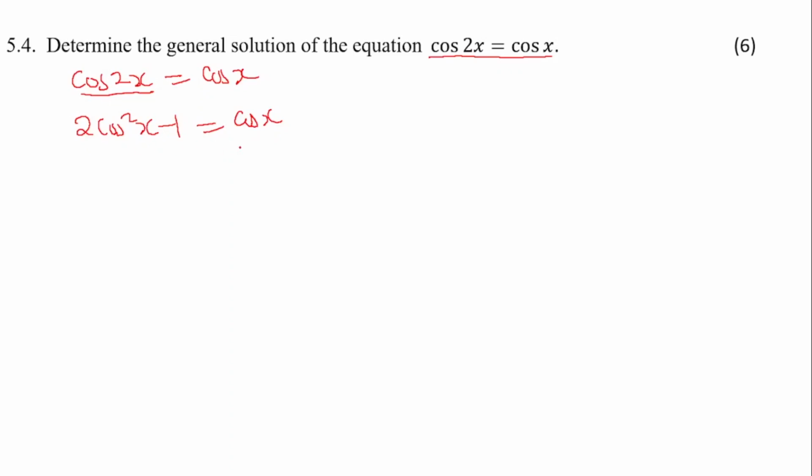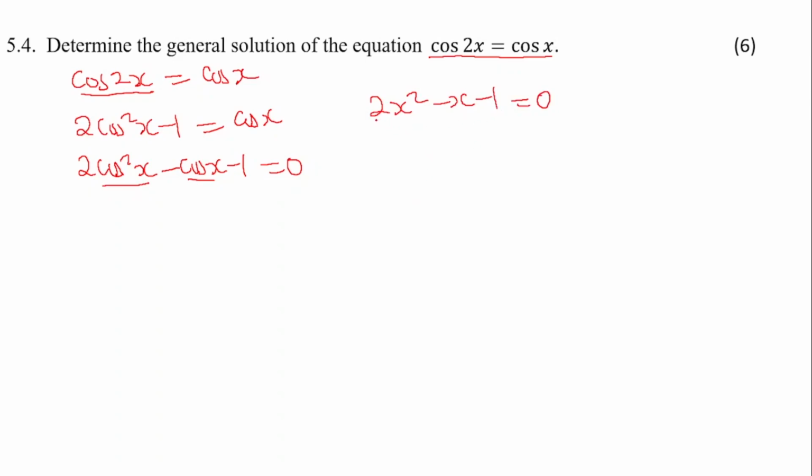Okay, we can write this in standard form. So it becomes 2 cos squared x minus cos x minus 1 is equal to 0. Right, sometimes I find it easier if I replace cos x with x. Okay, like becomes 2x squared minus x minus 1 is equal to 0. Then we can easily factorize this.